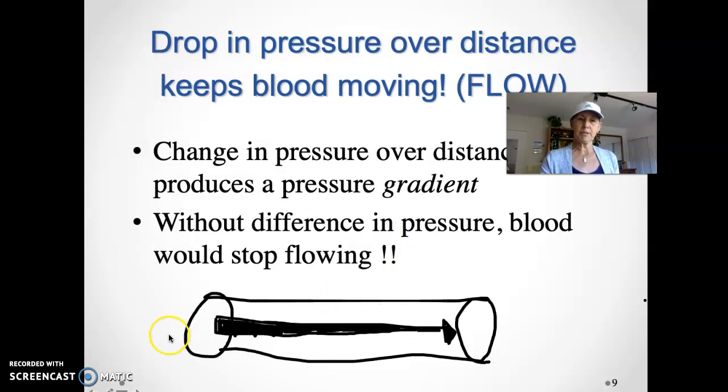So in this diagram, I tried to draw, hopefully successfully, a big fat arrow here. This fat arrow is getting smaller and smaller as it goes, as the pressure is dropping, but it's what's keeping it moving because the pressure is higher on one end and lower on the other.